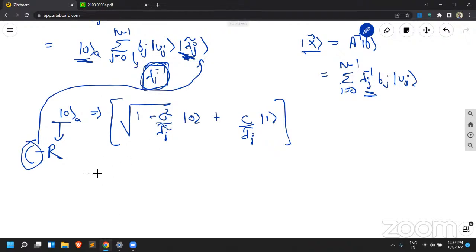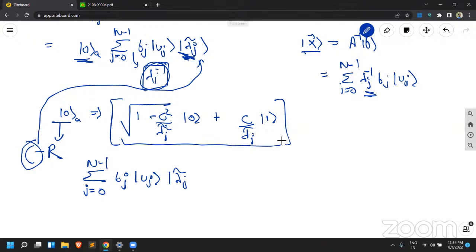So we can write it in a very simple new form, which is b j u j. We have lambda j over here, and we also have now the ancilla, on which we have applied multiple control rotations. So what we are going to write over here is square root of 1 minus c square by lambda j tilde square, state 0, plus c by lambda j tilde, state 1, right?